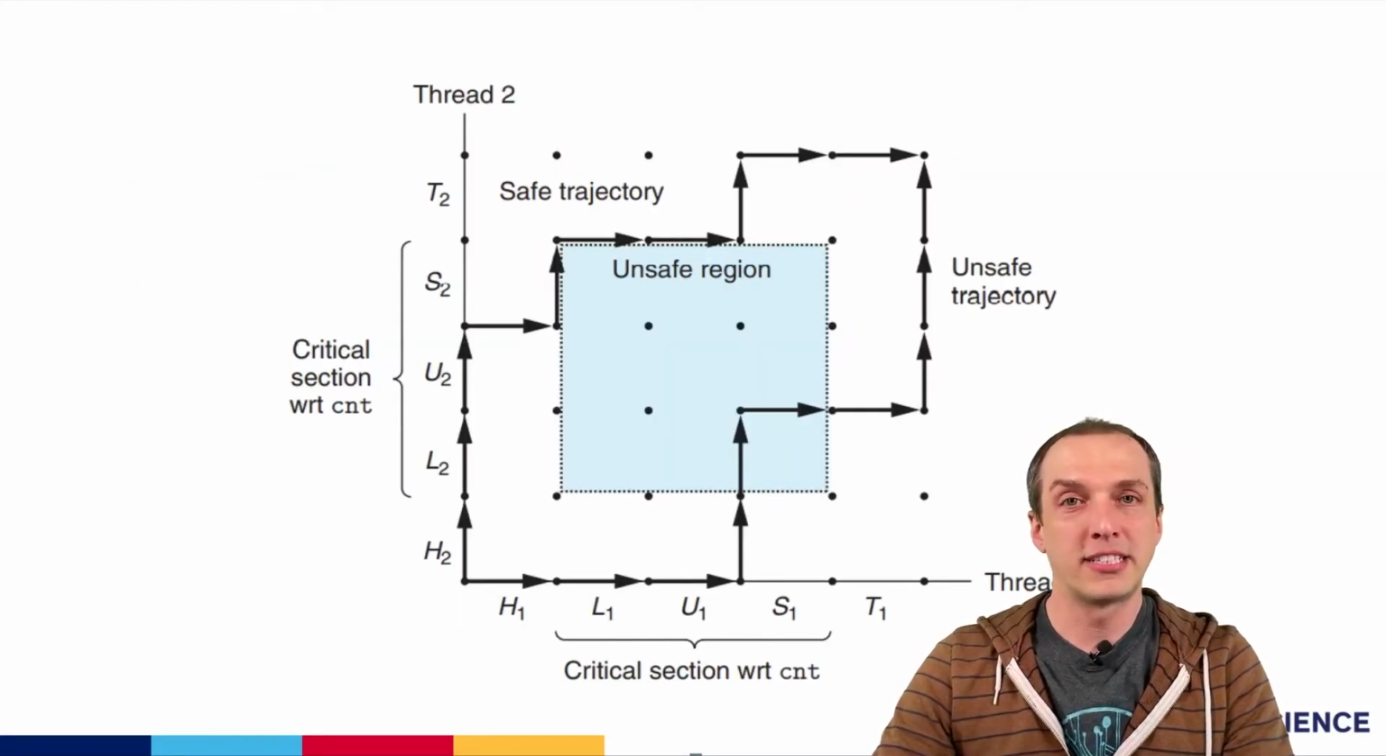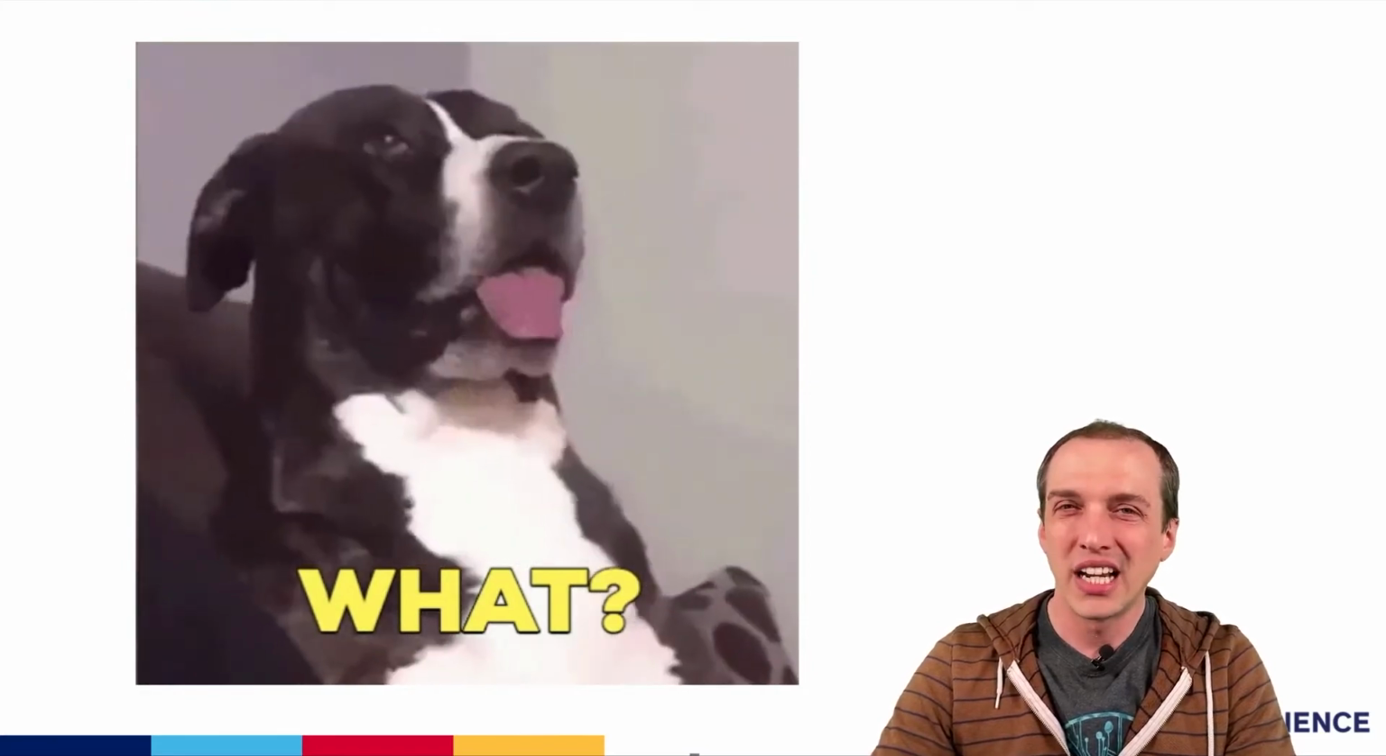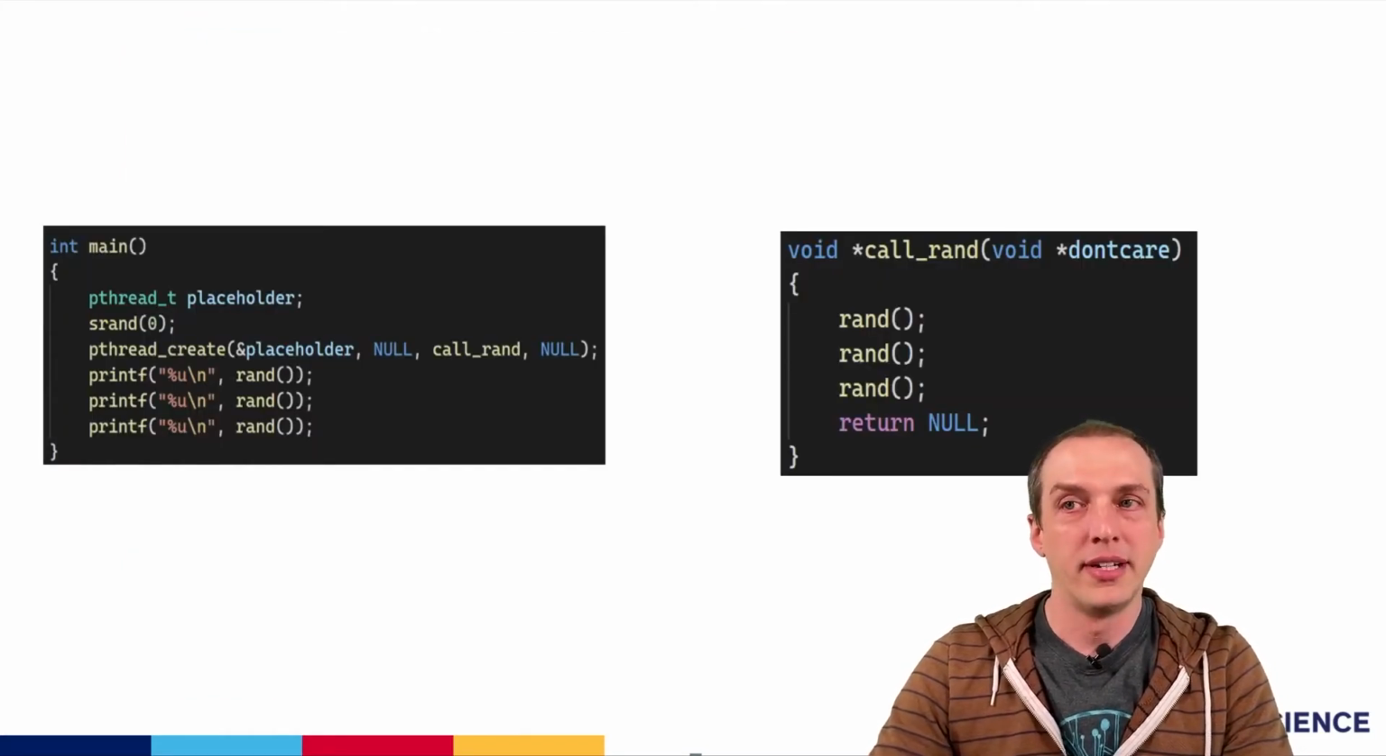You've probably seen the book explaining thread safety and interleaving using diagrams that look like this. You've probably also stared at those diagrams for a while and just thought to yourself, what? So we're going to work through this using an example. This is a simplified version of the unsafe code from the previous video.